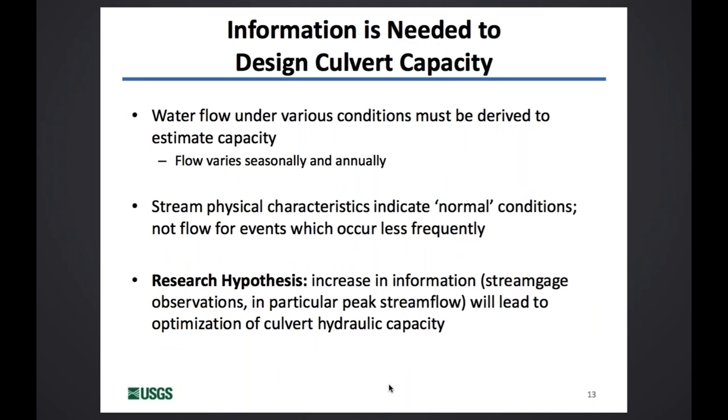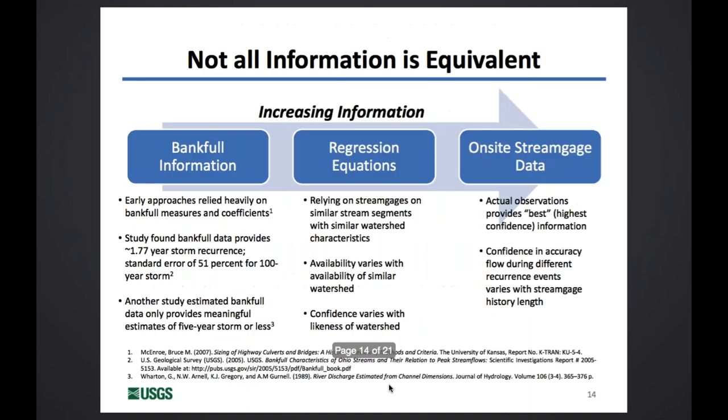And so one of the important things is there is information if you go and look at the bank of a stream, but it doesn't provide that historical information, such as a 100-year storm came through or a drought, and what it would look like in terms of how much it might overflow. We think it's important to have this information to optimize culvert hydraulic capacity. Next slide.